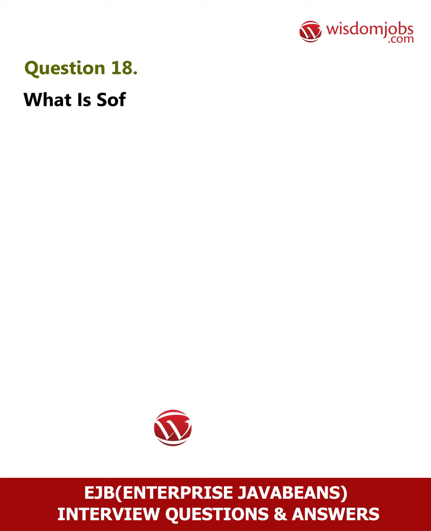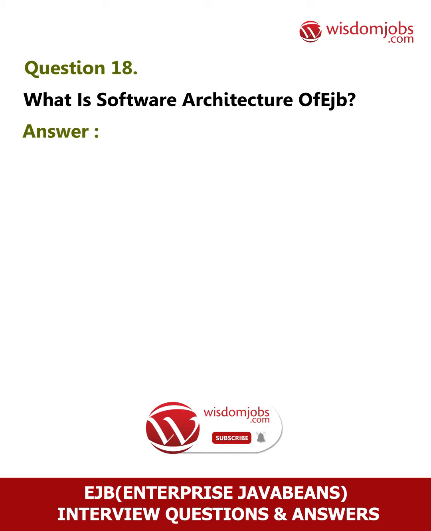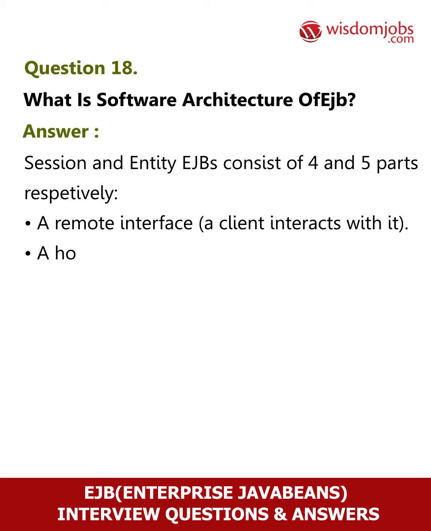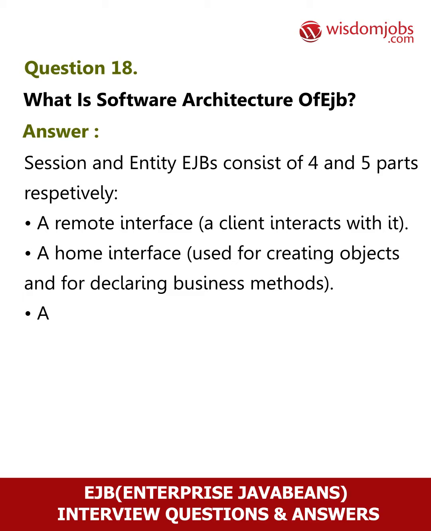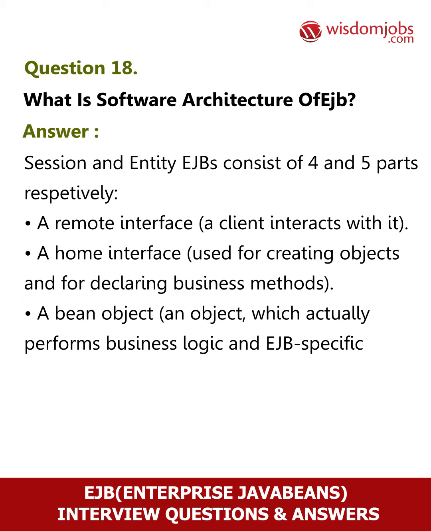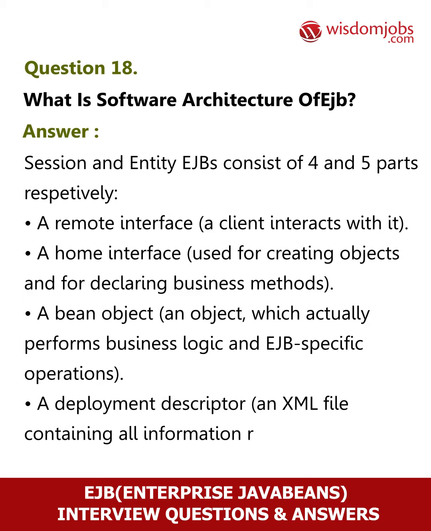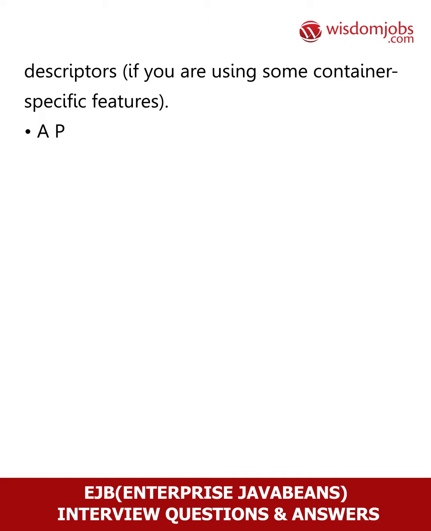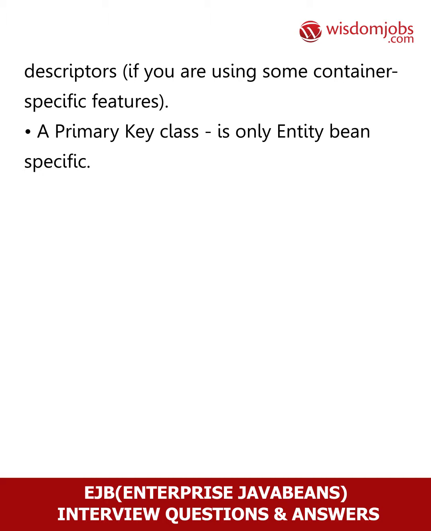Question 18. What is the software architecture of EJB? Answer. Session and entity EJBs consist of 4 and 5 parts respectively: a remote interface, which a client interacts with; a home interface, used for creating objects and for declaring business methods; a bean object, which actually performs business logic and EJB-specific operations; a deployment descriptor, an XML file containing all information required for maintaining the EJB, or a set of deployment descriptors, if you are using some container-specific features. A primary key class is only entity bean specific.